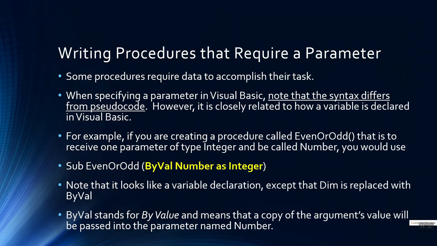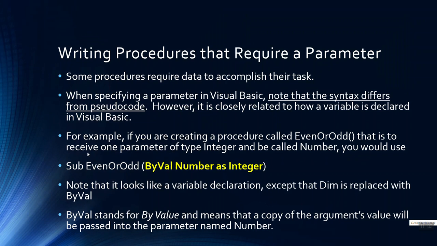Now, unfortunately, the pseudocode and the Visual Basic do take a departure at this point. We're going to see some new syntax with Visual Basic that we have not seen before, and the best way to show you that is by example. So the next example that we're going to see in full in a moment is called even or odd, and it is used to determine whether a number is even or odd. In order to do that, it does require input. It needs to know what number it's evaluating so that it can do its job.